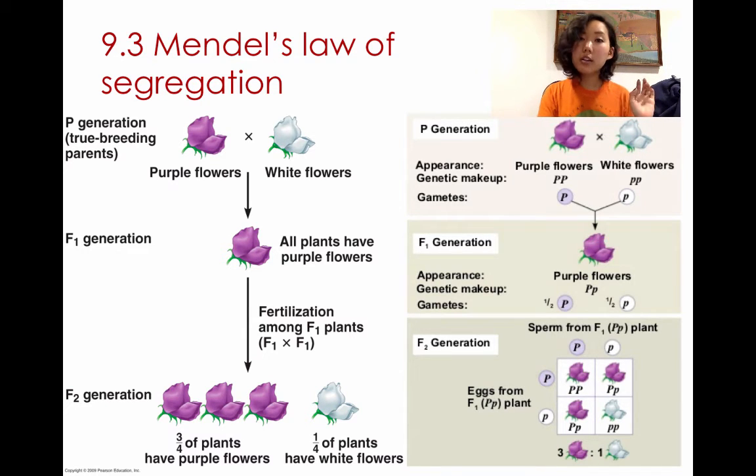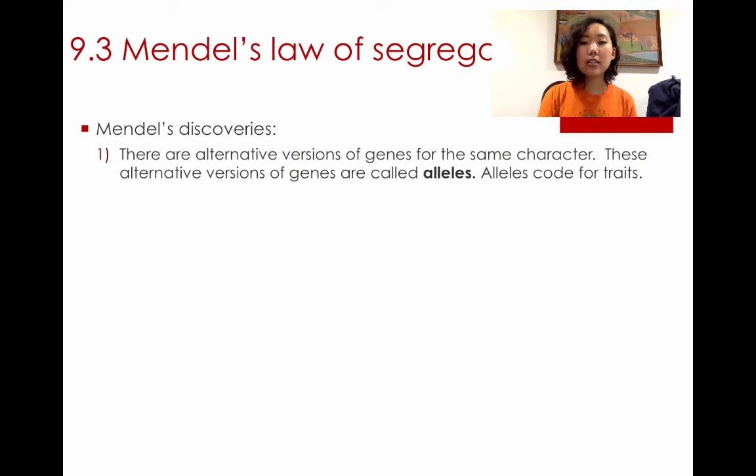Based on Mendel's experiments, these are the different principles that he was able to discover. The first thing he decided was that for every one character, like flower shape or flower color, there could be alternative versions of the genes for that character. These alternative genes, which code for traits, are called alleles. Alleles is just the word we use to describe these alternative genes you can have for every one character.